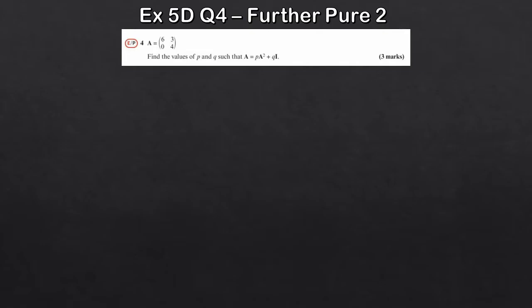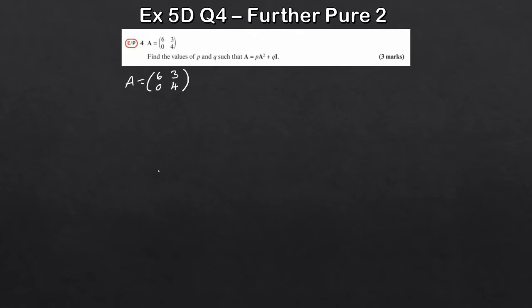And what we've got here is another 2x2 matrix, and we're just asked to find the values of p and q such that A is equal to pA squared plus qI. So 3 marks for this. Let's start by writing down our matrix. So A is 6, 3, 0, and 4.